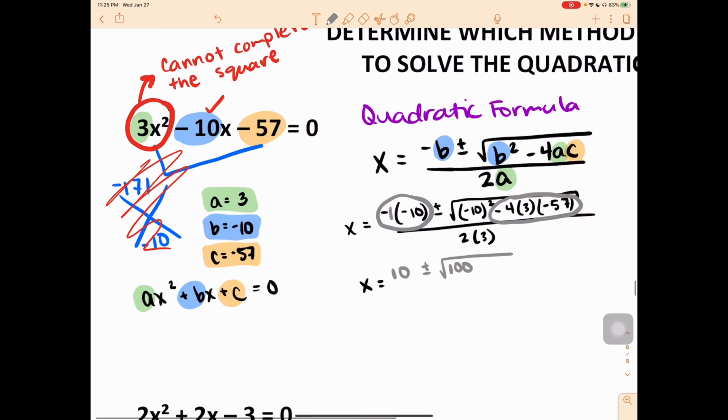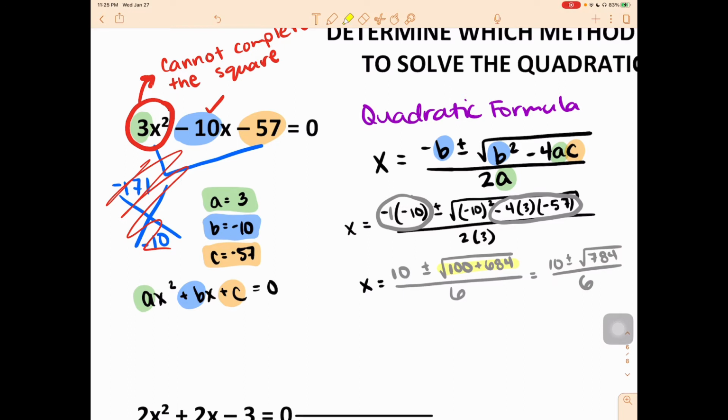Okay, plus 684, because that was a negative times a negative. The 4 and the 57 were both negatives. All right, and then it's all over 2 times 3 is 6. So now what we have to do is simplify 100 plus 684. Okay, so this is 10 plus or minus the square root of 784 all over 6.